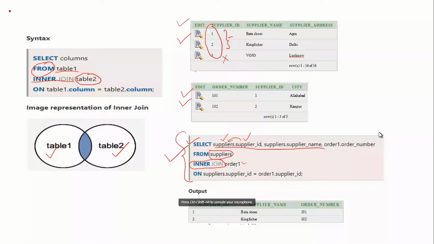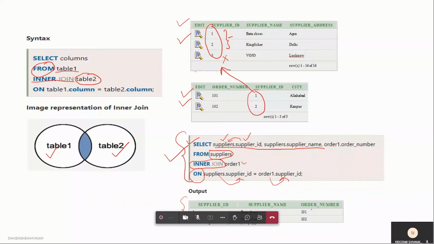Then we have to use the on keyword. On which condition are we executing this query? That is, supplier ID must be equal to the order supplier ID. This means this ID must be present within this table, otherwise it is not possible. So this kind of result we are going to obtain: the details of the supplier and what kind of order they have placed. Two suppliers have placed an order, and here are the order numbers. Based on these order numbers we can find out the details of that order.